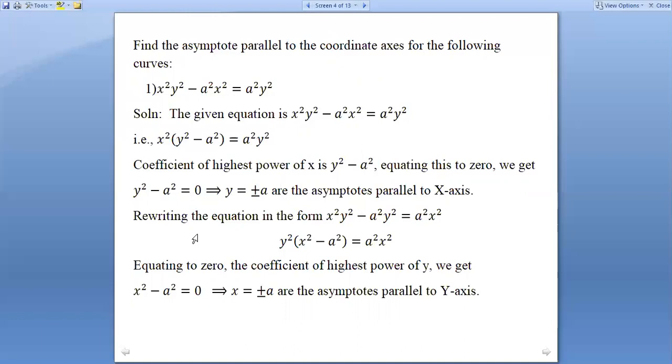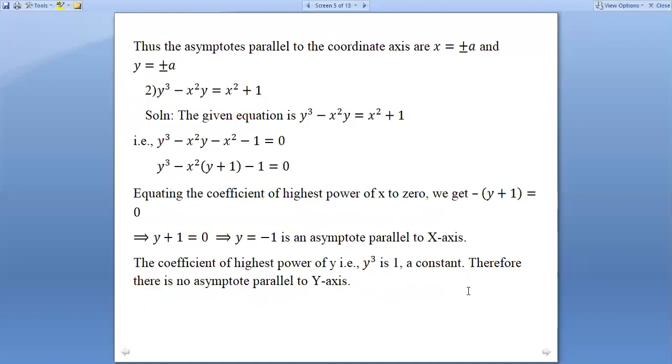Now again I rewrite this equation, because I need to equate the coefficient of the highest power of y to 0. So when I rewrite it, I can write it in the form x square y square minus a square y square, I bring a square y square to the left hand side and a square x square to the right hand side. Writing like this, I equate the coefficient of the highest power of y, which is x square minus a square, to 0. That is nothing but x is equal to plus or minus a, and these are the asymptotes parallel to the y-axis. So we have the asymptotes parallel to the coordinate axes as x is equal to plus or minus a and y is equal to plus or minus a.